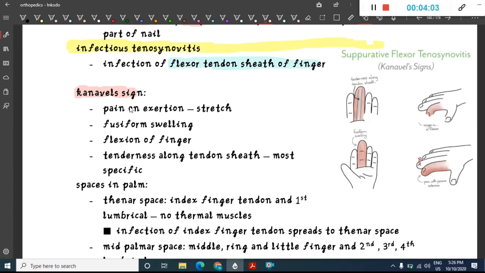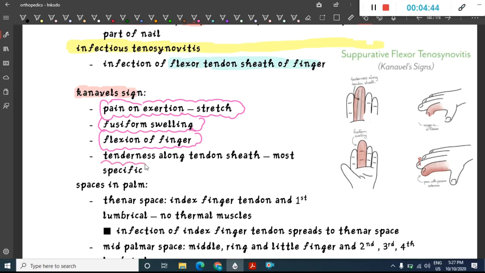Kanavel's sign is like a triad, it has three things. One, there is pain on extension or stretch. Second, fusiform swelling is present. Third, flexion of the finger occurs, because there is pain on extension, so the patient likes to keep the finger flexed. So these three are called Kanavel's sign.